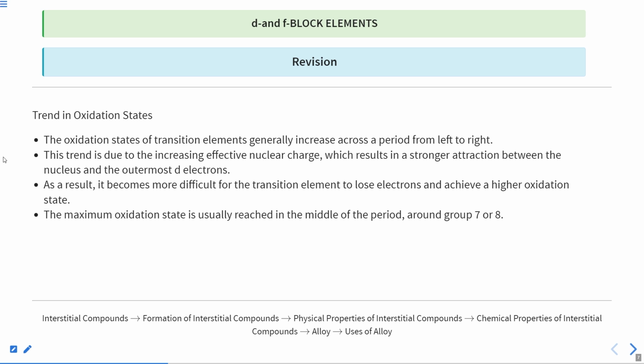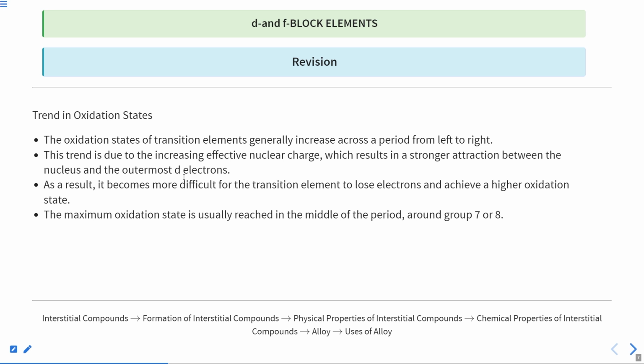Okay, it means that after a certain element it starts to decrease. Clear? Now what is the reason behind it? Why do we see this kind of trend? So first of all, the smaller number of oxidation states on the left hand side is due to the smaller number of electrons. It is as simple as that.